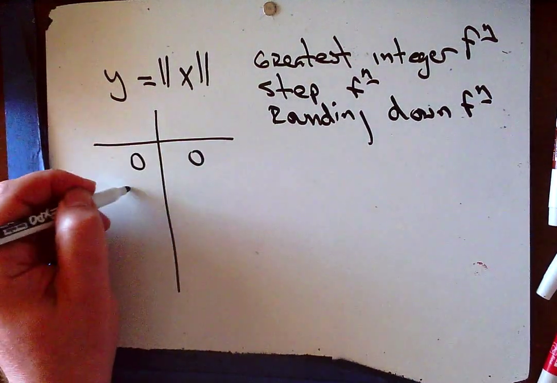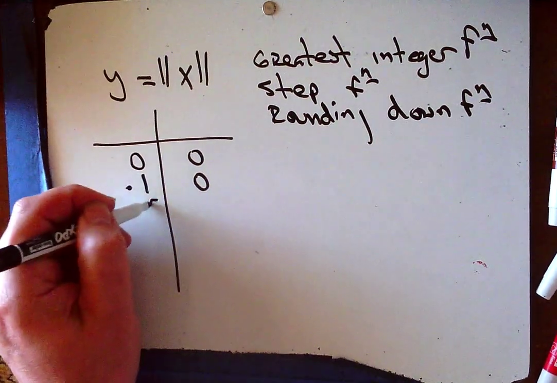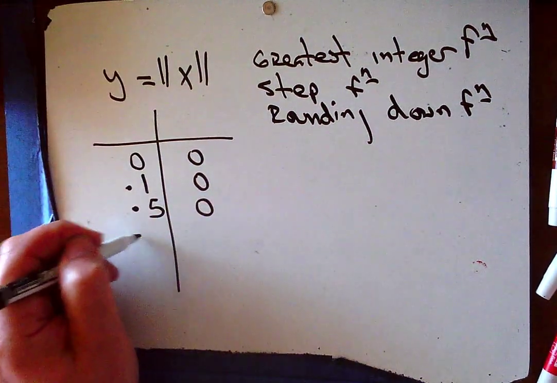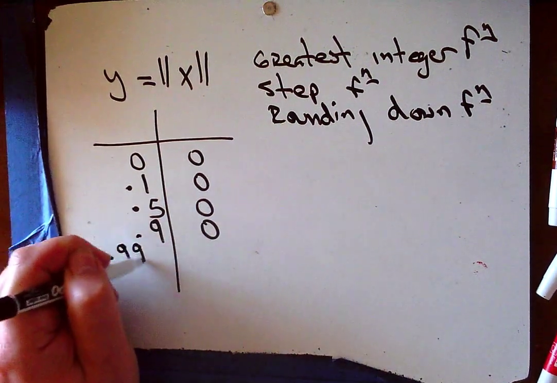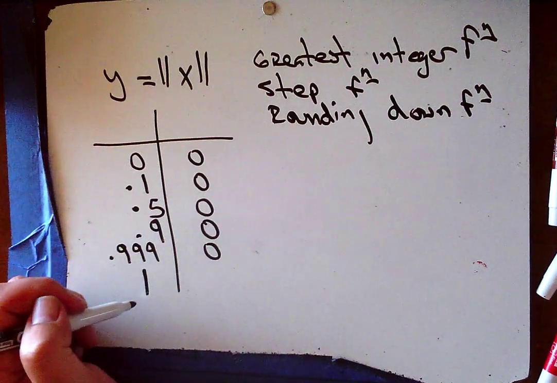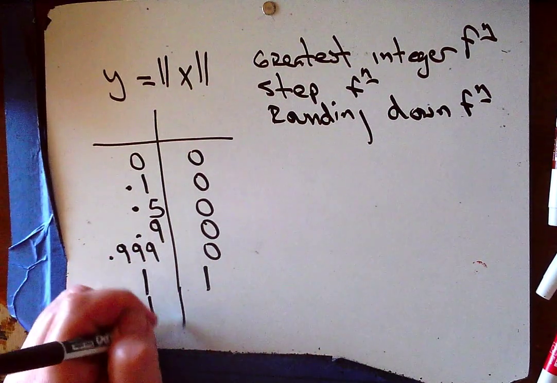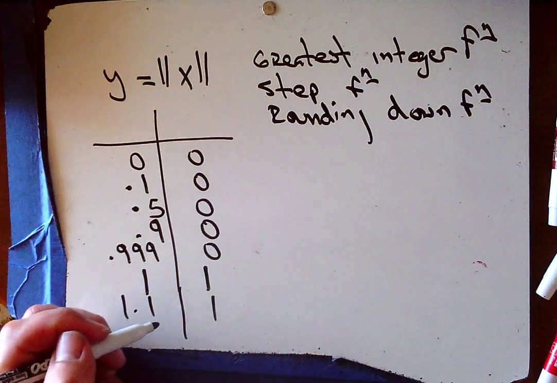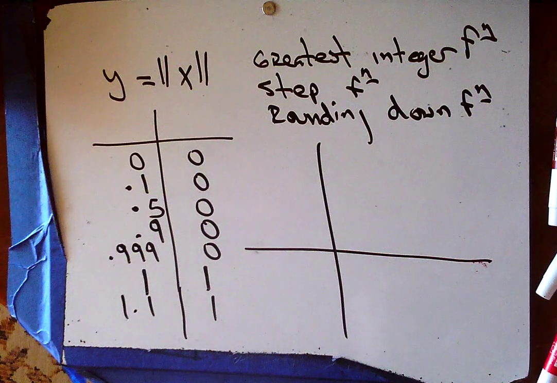But if I put in 0.1, that rounds to 0. And 0.5 rounds to 0. And 0.9 rounds to 0. And 0.999 rounds to 0. But as soon as I get to 1, I'm at 1. And 1.1 would round down to 1. And so we're going to end up with a graph that looks like a bunch of stair steps.